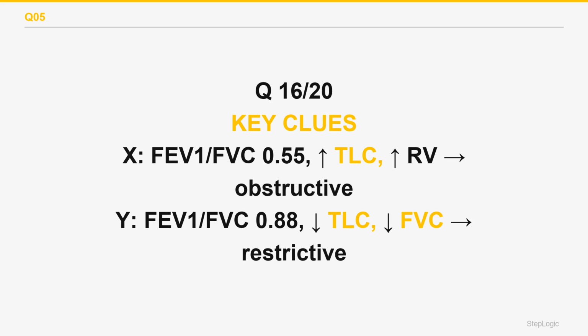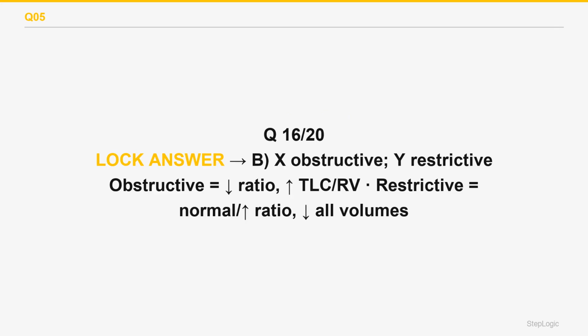That is patient X. In restrictive disease, pulmonary fibrosis, sarcoidosis, chest wall disease, the lungs cannot expand, so all volumes fall. FVC and TLC drop, but FEV1 drops proportionally or less, so the ratio is normal or even increased, above 0.7. That is patient Y. So patient X with the low ratio and air trapping is obstructive. Patient Y with the high ratio and small lungs is restrictive.